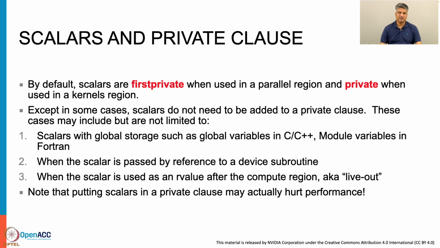By default, scalars are firstprivate when used in a parallel region and private when used in a kernels region. Except in some cases, scalars do not need to be added to a private clause. These cases may include, but are not limited to, scalars with global storage, such as global variables in C, module variables in Fortran. When the scalar is passed by reference to a device subroutine, or when the scalar is used as an R value after a compute region, like a live out. Now, please note that putting scalars in a private clause might actually hurt performance.